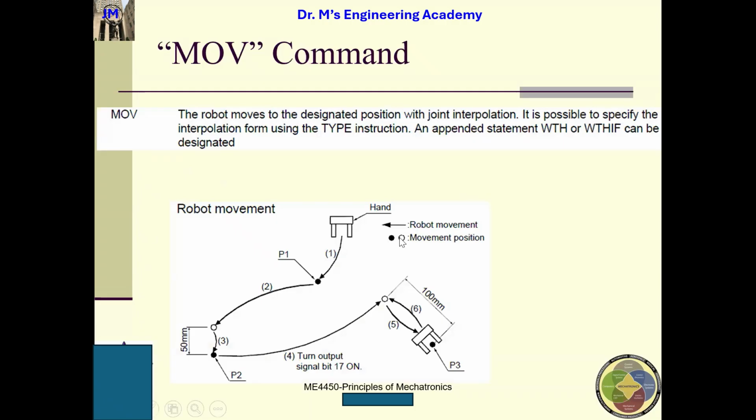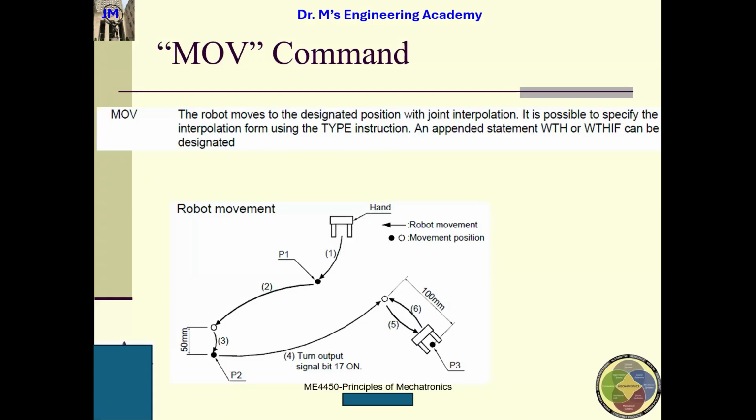So Mov: the robot moves to the designated position with joint interpolation. You can see the joint interpolation. It is possible to specify the interpolation form using the Type instruction. Appended statements with Wth or WthIf can be designated. So what does that mean? It means that when I move the hand from this position to any other position, at the same time I can turn some lights on.